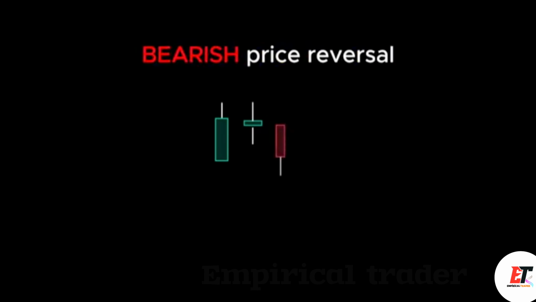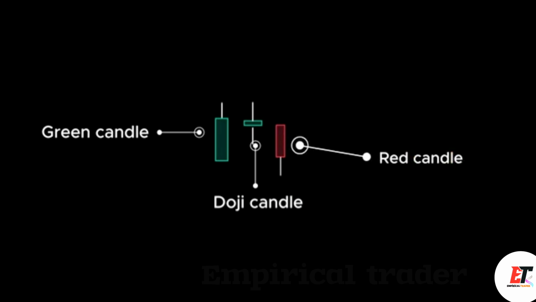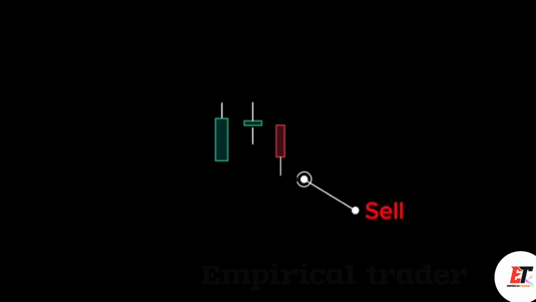The evening star pattern is made out of 3 candles and indicates a bearish price reversal. Our first candle is a green candle with a large body and small wicks. Then we have a doji candle with a small body and large wicks. And finally, we have a red candle with a big body. In this specific type of pattern, we would like to sell after the last red candle has closed, hoping for high probability of price going lower.